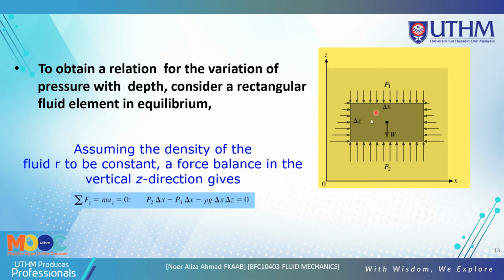And the weight of this liquid you must also consider. The length of this part here is delta z, and the length is delta x. So the horizontal is delta x and the vertical is delta z here. Assuming the density of the fluid is rho, we don't know what the fluid is, so we assume the density rho to be constant.